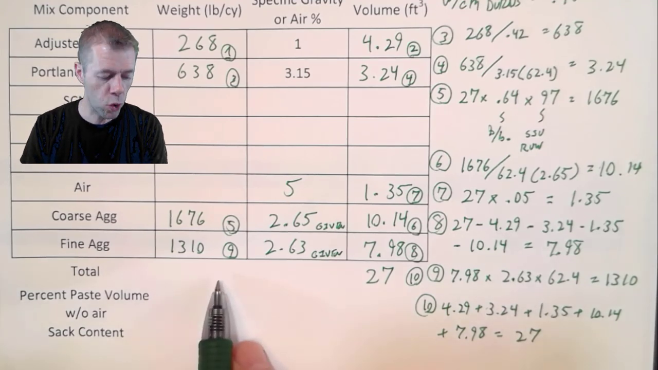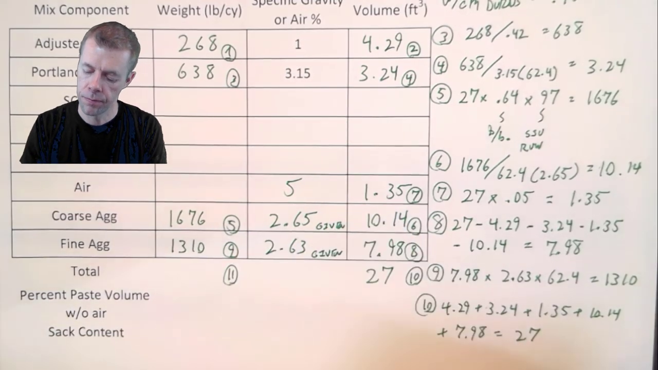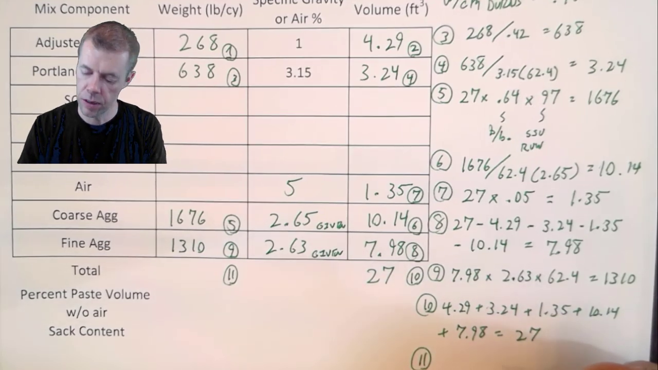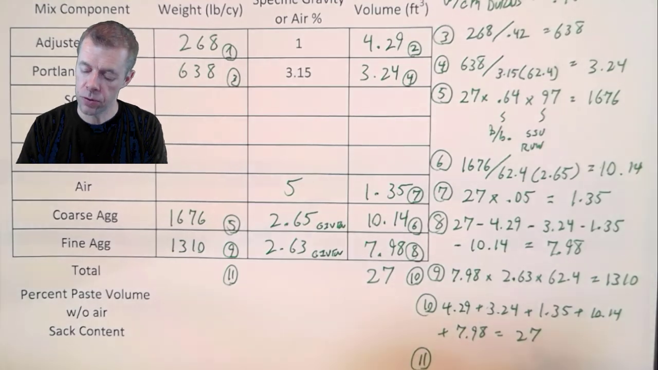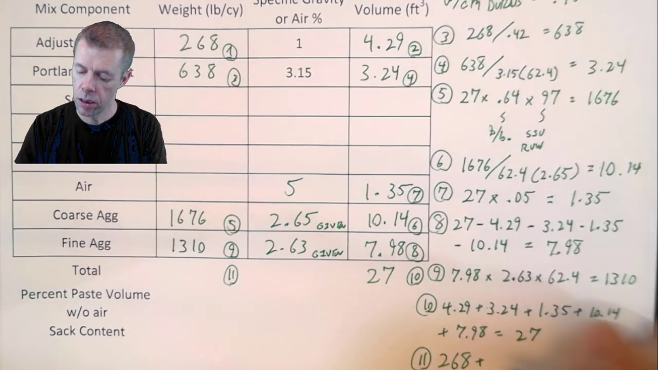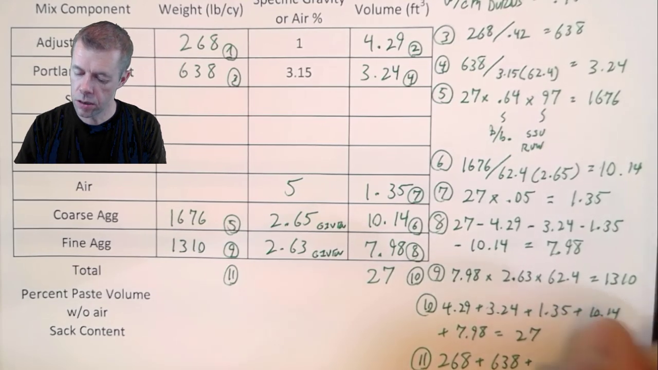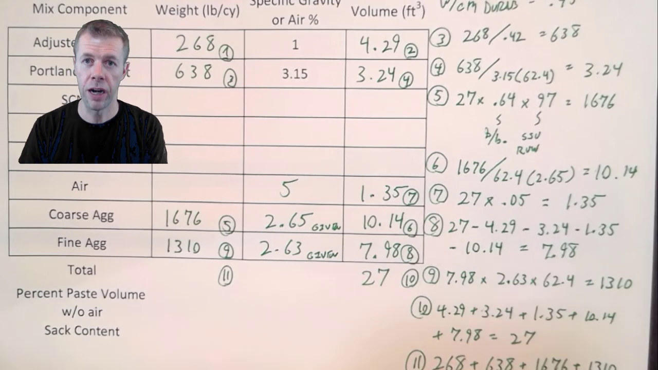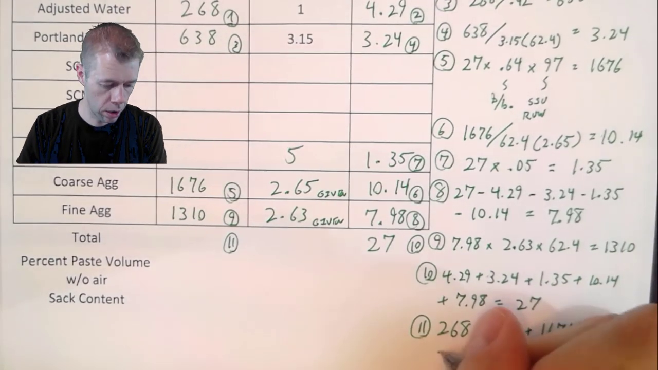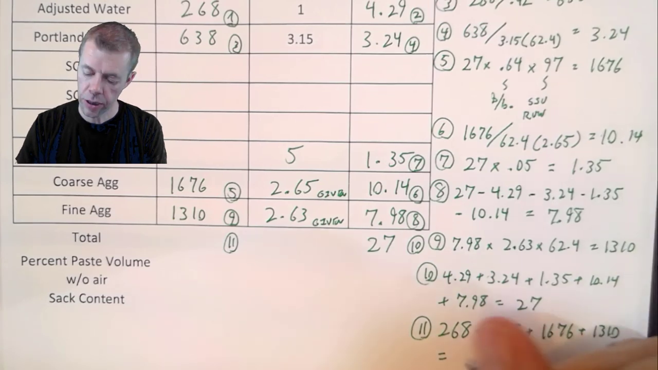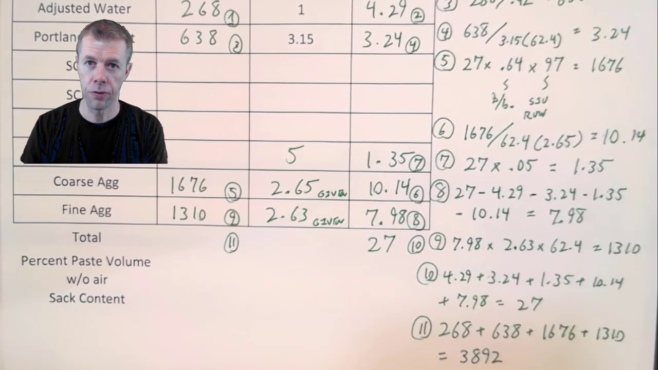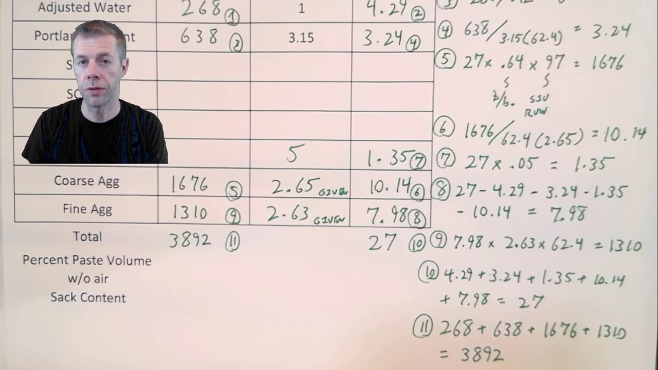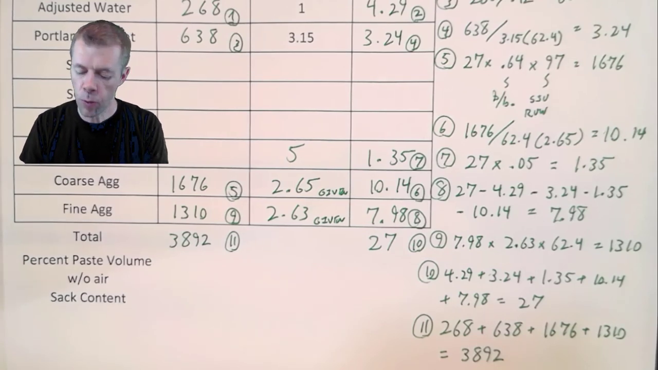Now let's figure out what the total weight is. This is a good thing. It's useful to just compare. It should be about 4,000 pounds, about 2 tons. So to do that, we're going to add up all the weights. The weight of the water plus the weight of the Portland cement plus the weight of the coarse aggregate plus the weight of the fine aggregate. And if you add all of that up, you should get 3,892 pounds. 3,892 pounds. See? Pretty close to 4,000. That's what we thought. Let's do a few more calculations.